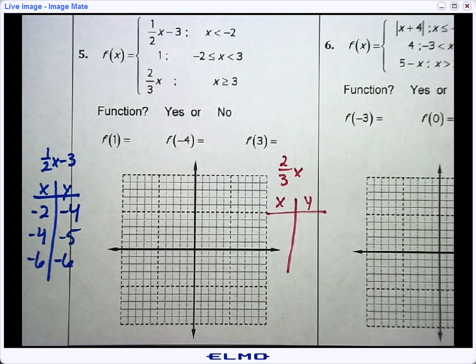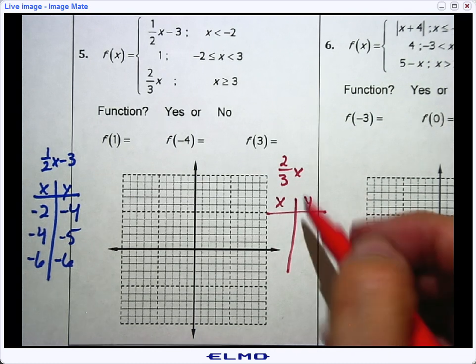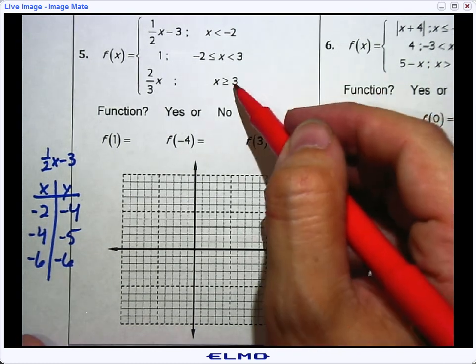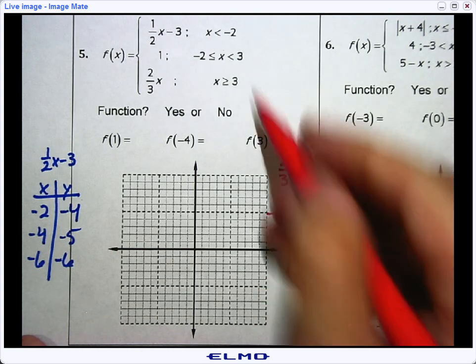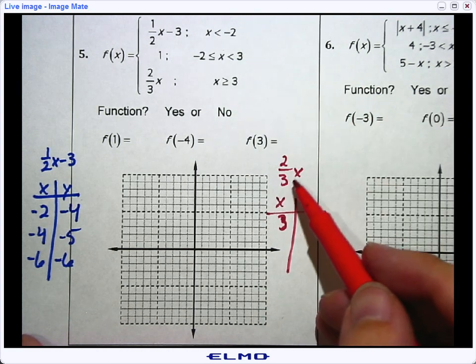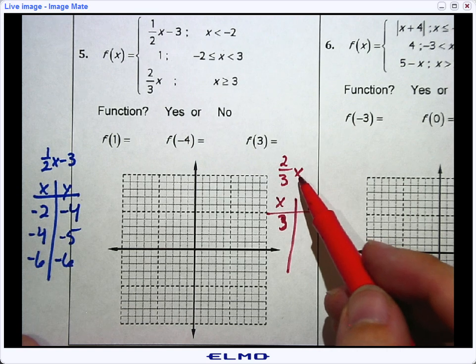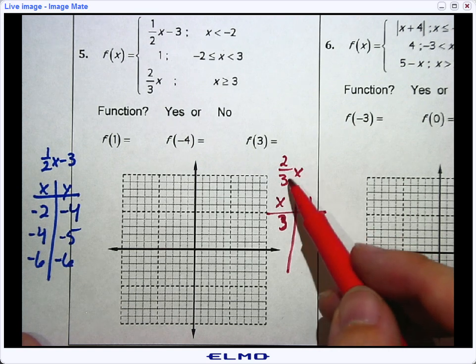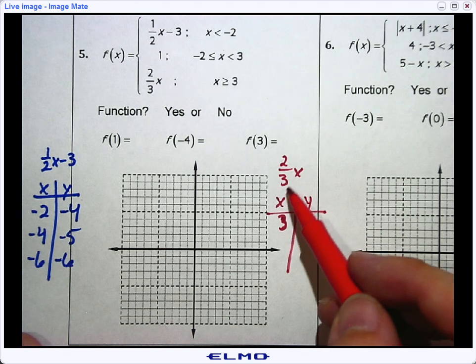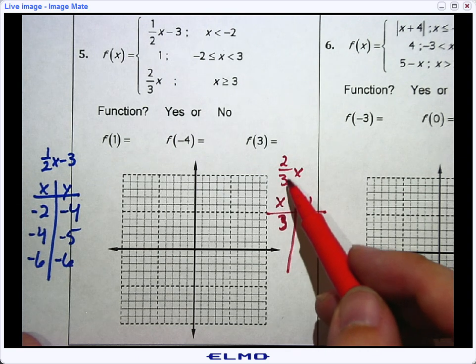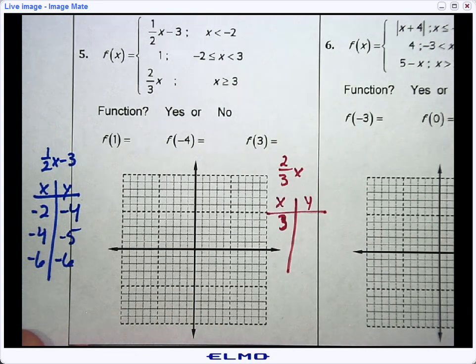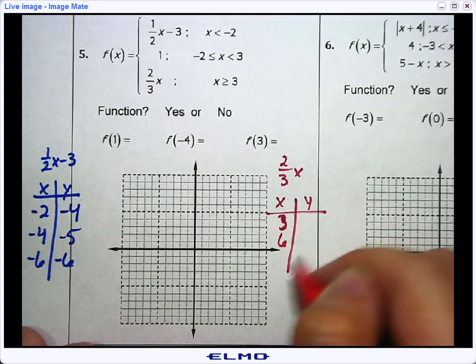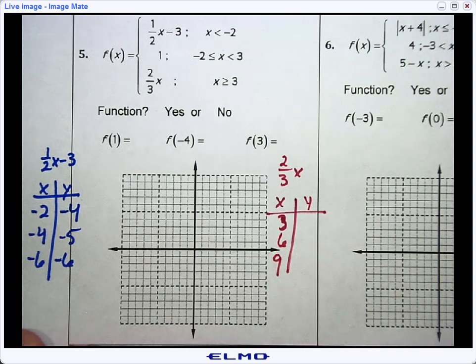All right, again, I'm going to be smart about my x values. I still want to know what happens at the border. So at 3, where things change, and anything I plug in here, I'm going to have to multiply by a 2/3. So I'm going to look at the denominator, which is 3. So I want to pick numbers that are divisible by 3, numbers that are bigger than 3 that are divisible by 3. That would be 6 and 9.